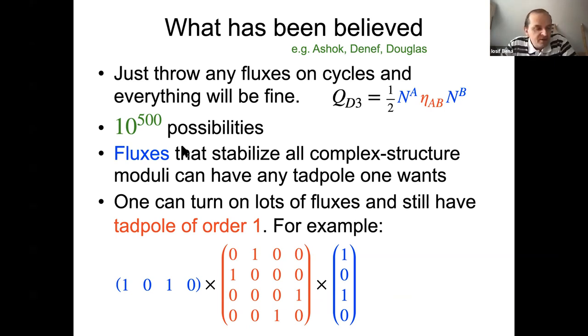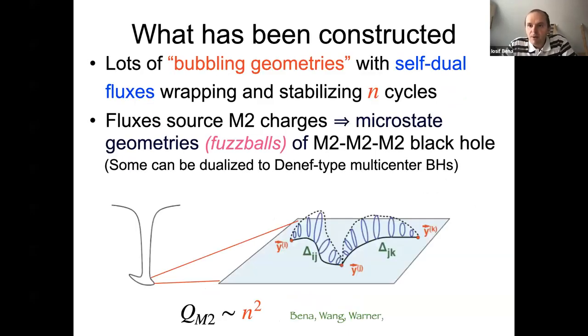However, what has been constructed is a bit more complicated. We have constructed bubbling solutions, which have topologically non-trivial cycles with fluxes, which are basically stabilizing the cycles. These bubbling solutions were constructed by Nick Warner and I, and Chi-Wei Wang, a while ago.